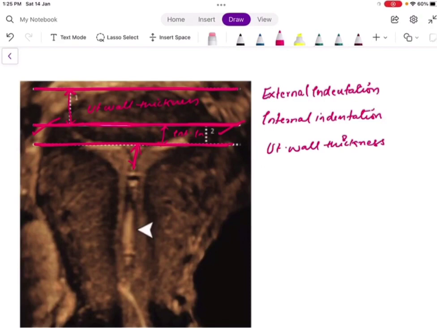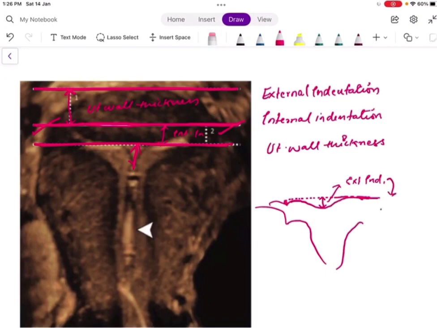External indentation is the depth. Now see, like I'm making this uterus, the fundus is slightly dipped. Then we join this interostial line, which is passing through the uterine ostia. Then this dip in the midline is actually the external indentation. So we have understood that the external indentation means we are talking about the fundal contour, the external fundal contour.